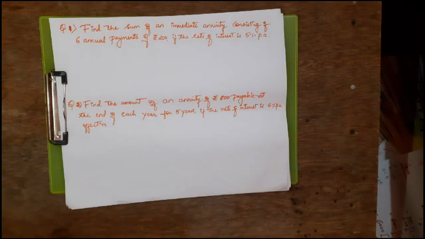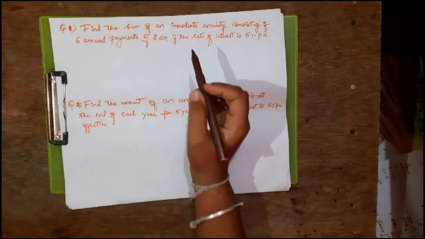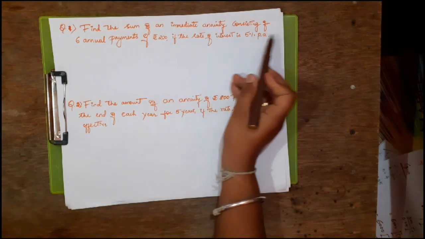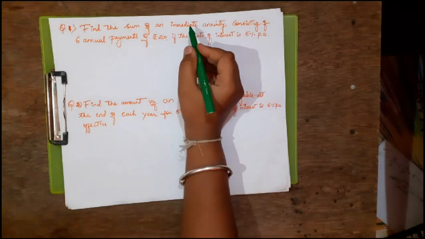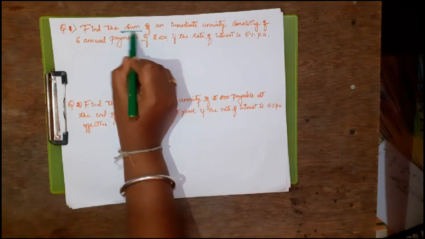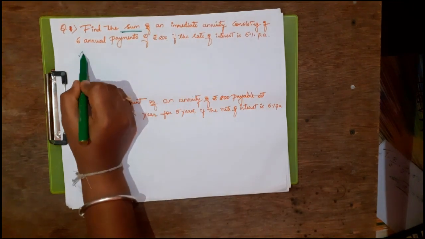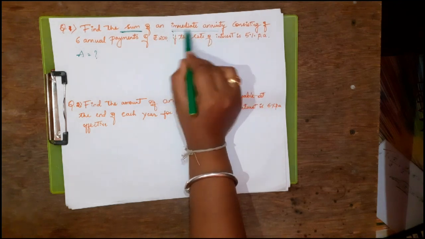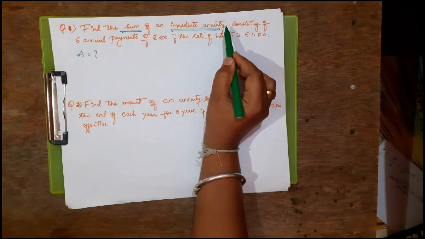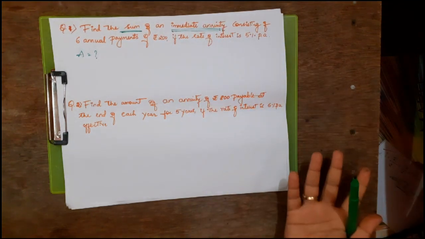Okay, the first assignment question is find the sum of an immediate annuity consisting of 6 annual payments of rupees 200 if the rate of interest is 5% per annum. Okay, so look at the question. In the sum they have given, find the sum. Find the sum in the sense amount, sum, everything stands for A only. Okay, immediate annuity, make a note of this word. In the sum they have directly said that you ask you to calculate immediate annuity.